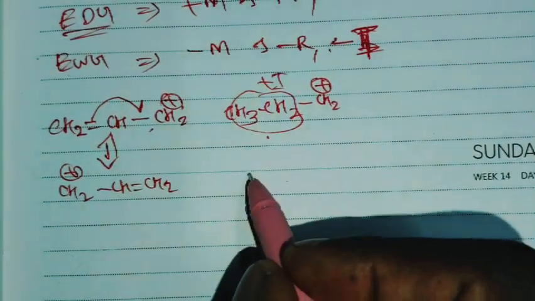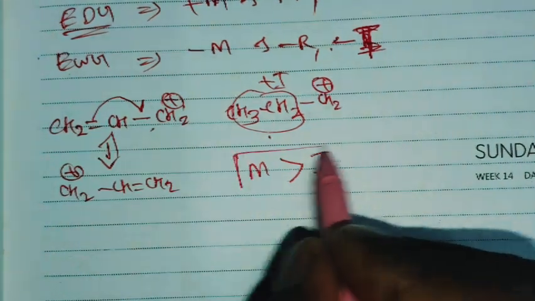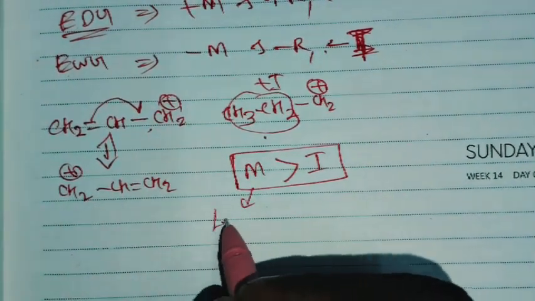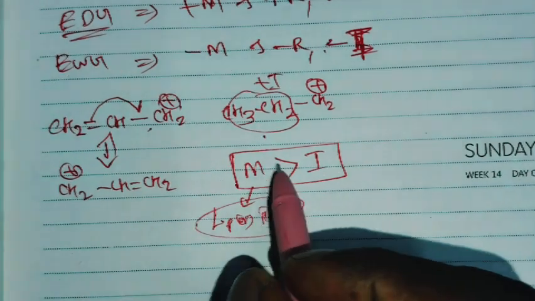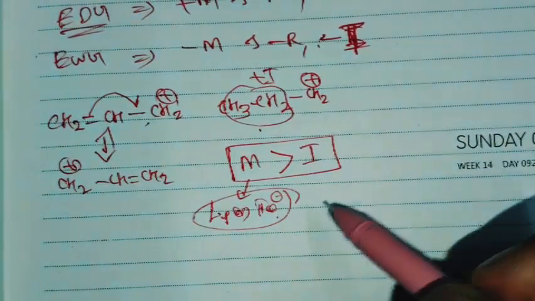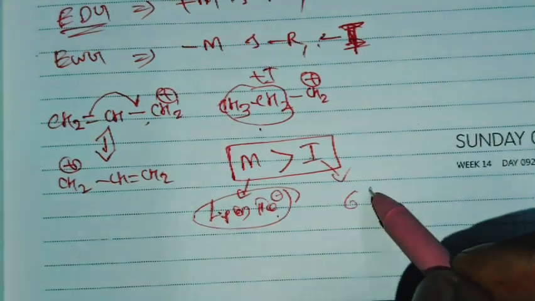In general, the M effect is always greater than the I effect. The reason is that the M effect is the migration of lone pair electrons or pi electrons. Here we can combine both the mesomeric as well as the resonance effect. That's why I'm saying lone pair electron or pi electron migration, but in the case of the inductive effect, only sigma electrons can be migrated.